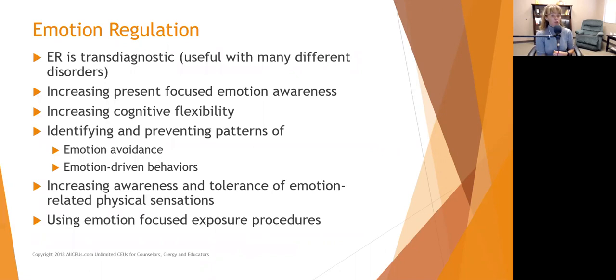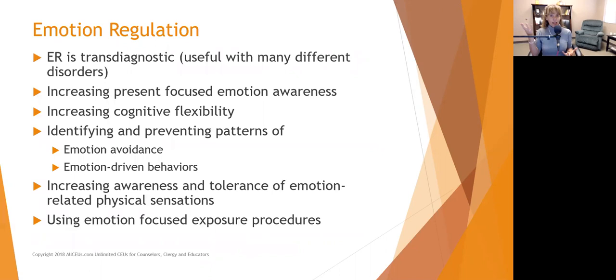Emotion regulation helps increase present-focused emotion awareness. People need to figure out, how do I feel? A lot of our clients don't know how they feel. They've always been told how to feel, or it's not been safe to feel, or they just gave up feeling a long time ago because feeling was too painful. It's important for them to start learning how they feel, because they can't feel happy if they can't feel anything.